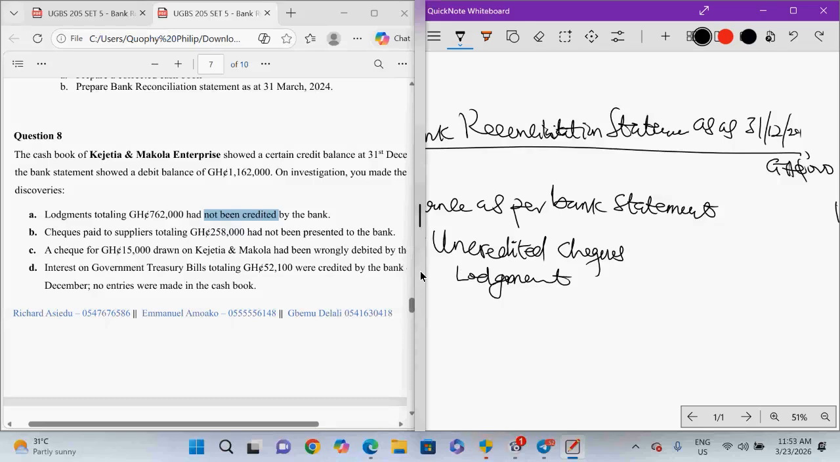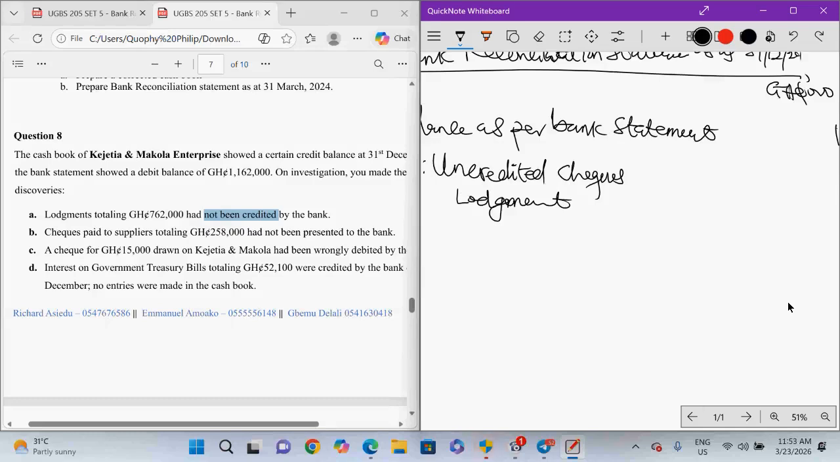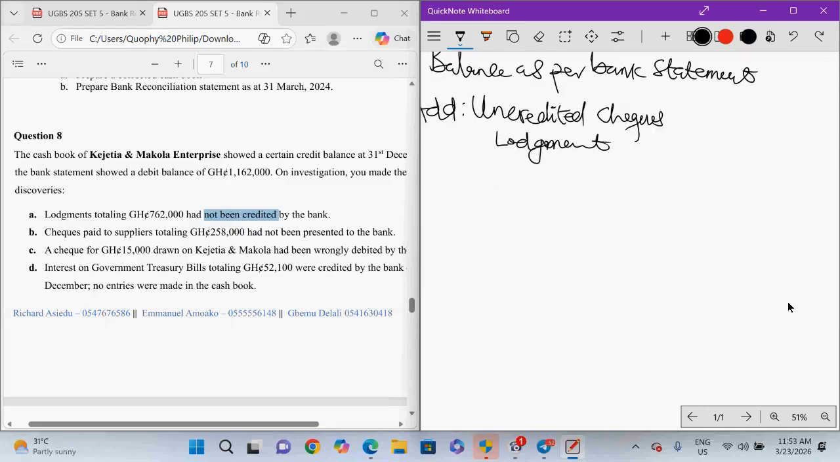Reader, please continue. Checks paid to suppliers totaling 258,000 had not been presented to the bank. Okay, this one is also clear. Is what? Unpresented. Unpresented check.